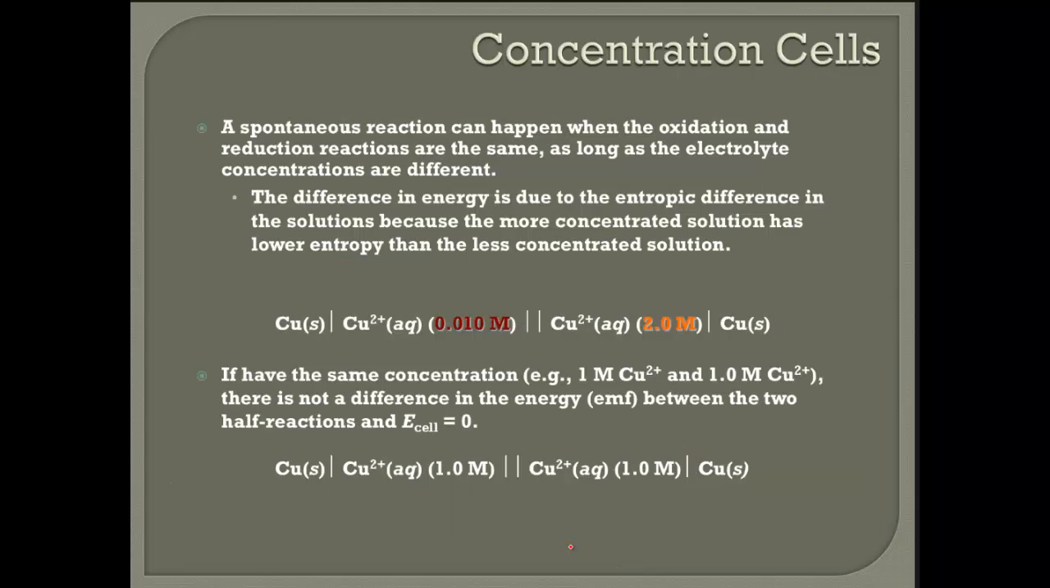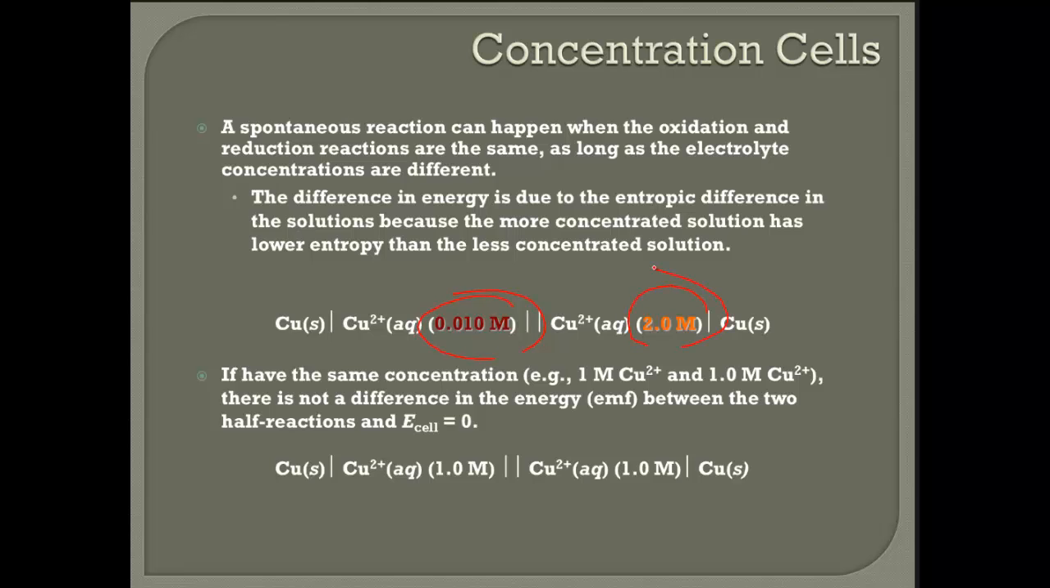A spontaneous reaction can happen when the oxidation and reduction reactions are the same, as long as the electrolyte concentrations are different. The difference in energy is due to the entropic difference in the solutions, because the more concentrated solution has a lower entropy than the less concentrated solution. So for here, 0.01 in comparison to 2.0.